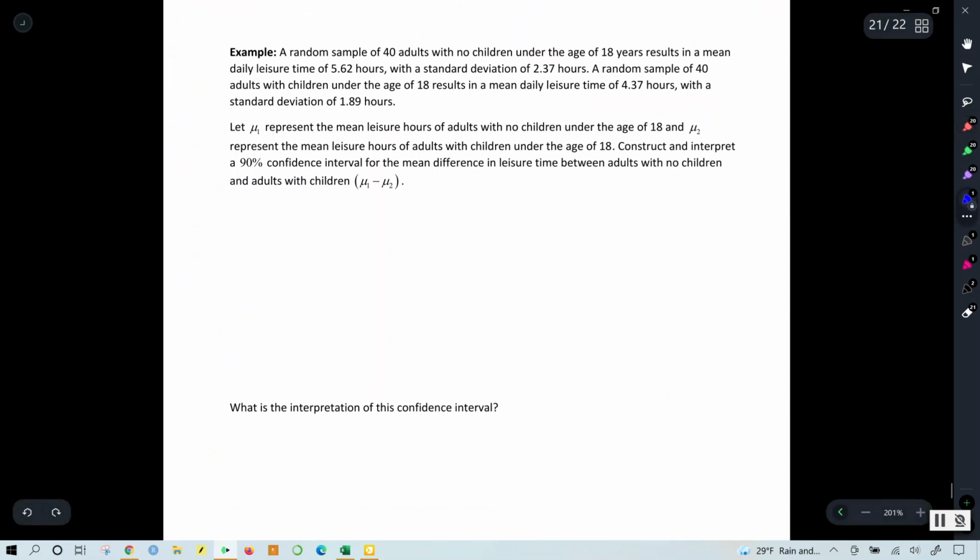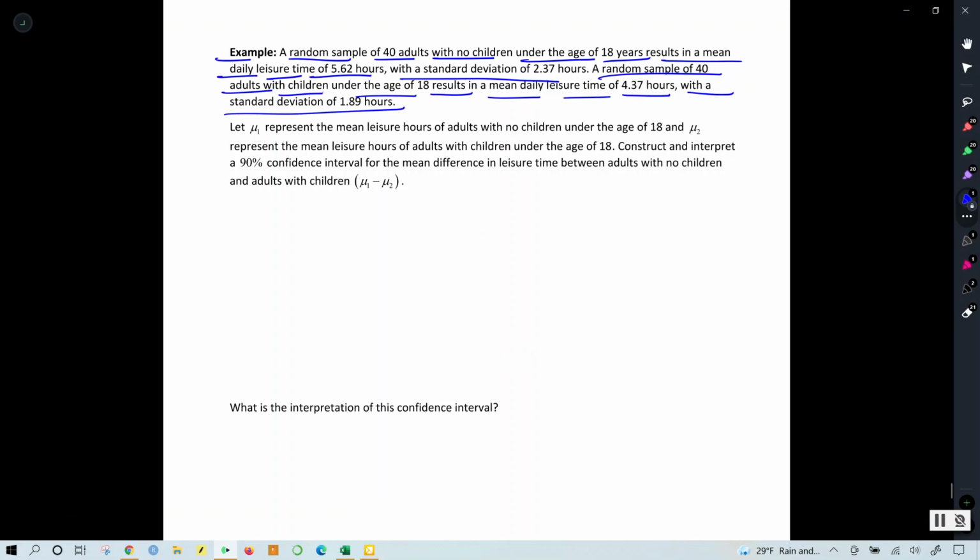In this example, we are told that a random sample of 40 adults with no children under the age of 18 years results in a mean daily leisure time of 5.62 hours with a standard deviation of 2.37 hours. A random sample of 40 adults with children under the age of 18 results in a mean daily leisure time of 4.37 hours with a standard deviation of 1.89 hours.